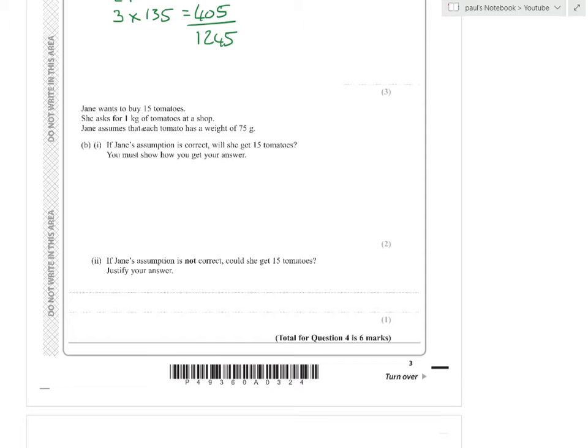Jane wants to buy 15 tomatoes. She asks for a kilogram of tomatoes at a shop, and Jane assumes that each tomato has a weight of 75 grams. If Jane's assumption is correct, will she get 15 tomatoes? Okay, so 75 grams times 15. This will tell us how many grams. 15 times 75 is 1125 grams. So no, more than 1 kilo.